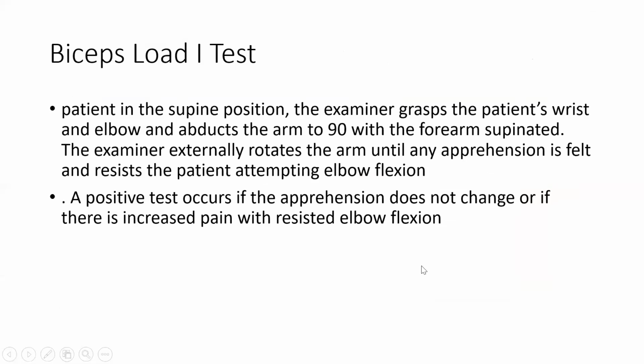Next is the biceps load test. It is divided into two parts. One, the patient is lying in supine position. The examiner grabs the patient's wrist and elbow and abducts the arm to 90 degrees with the forearm supinated. Then the examiner externally rotates the arm fully, as in the apprehension test. You can imagine the position of the apprehension test. Then we see if any apprehension develops and whether the patient resists the attempted elbow flexion.